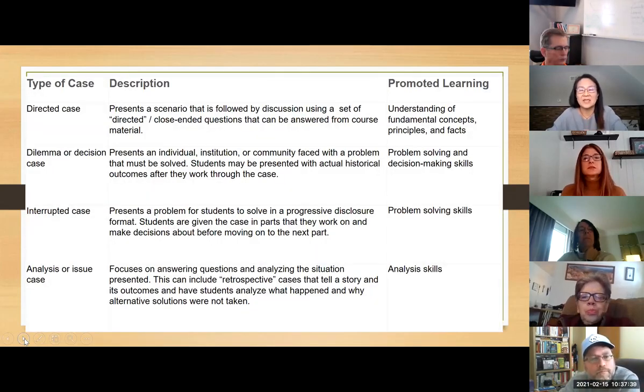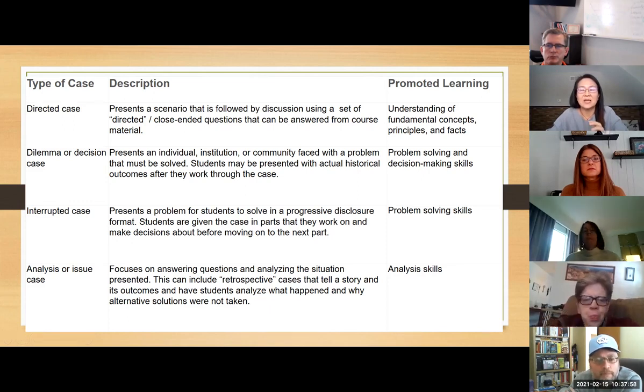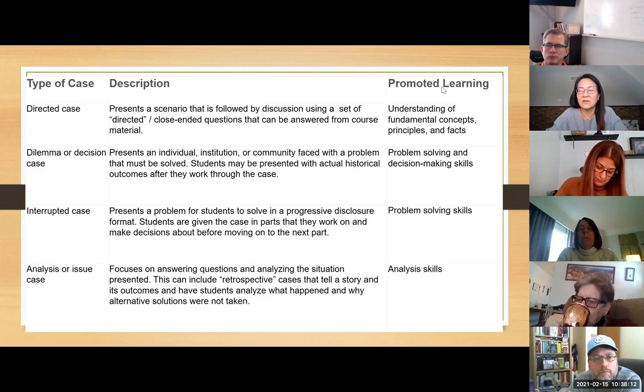The types of cases that I use or I'm familiar with, maybe there are many other different kinds, and we can talk about that, and you can share with me the ones that you use. But these are the types of cases that I use for my class. So the directed cases are a scenario followed by discussion using a set of directed or close-ended questions that can be answered from the course material or from the case. These are used to understand the fundamental concepts, principles and facts.